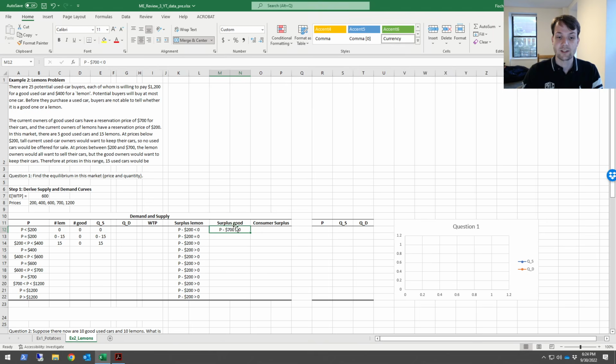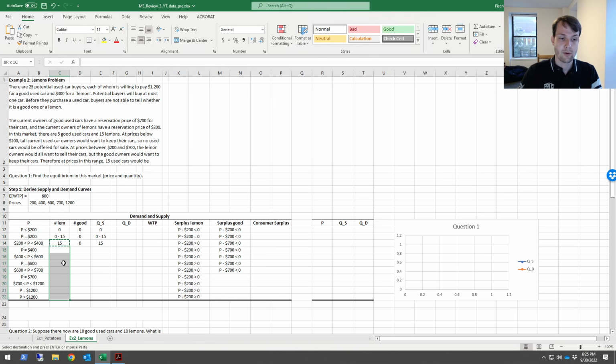So the difference between the price and $700 is what matters to them. As long as that is negative, as it happens to be for a long way down here, and we're going to talk about how this goes on in a second, they're not going to sell anything, right? So using this, we know that for all prices above 200, all the lemon owners want to sell all their cars, so there's always going to be 15 of them.